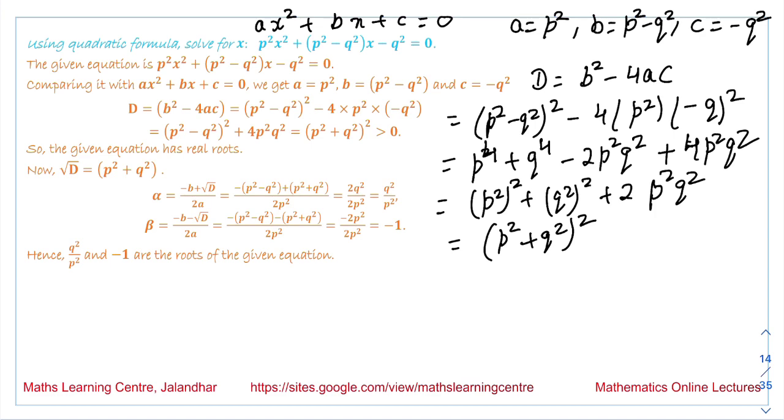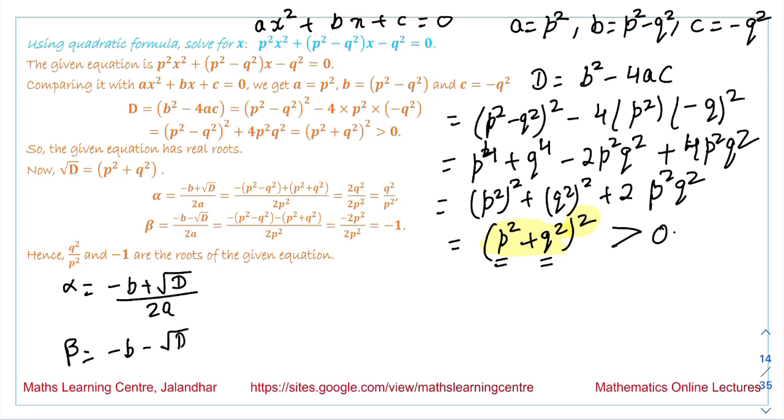Now we are saying this is (p square plus q square) whole square, and this value will be greater than 0 because it is a square over here, and we are saying this is some real number. P square plus q square will be a real number, so the square of this real number will be greater than or equal to 0. So we are saying that this equation will have real roots, and the roots are given by alpha equal to minus b plus square root d by 2a and beta equal to minus b minus square root d by 2a.